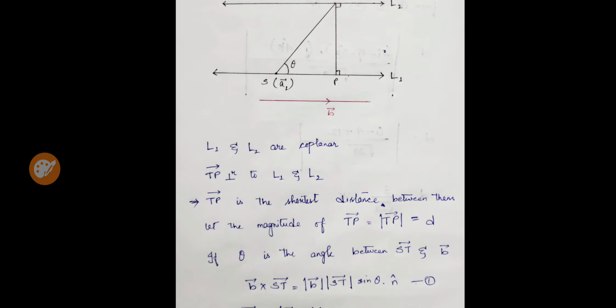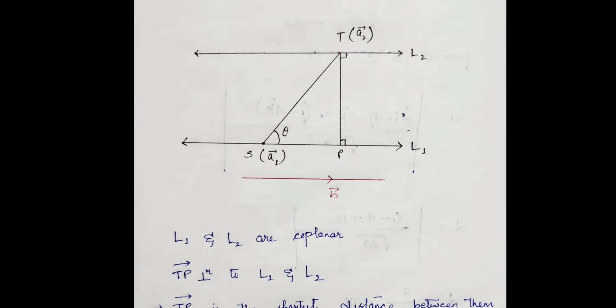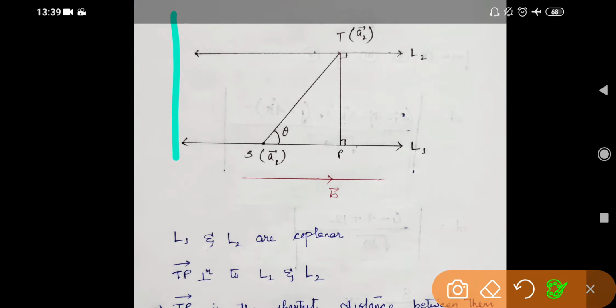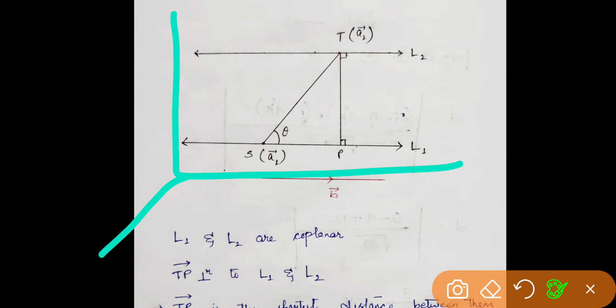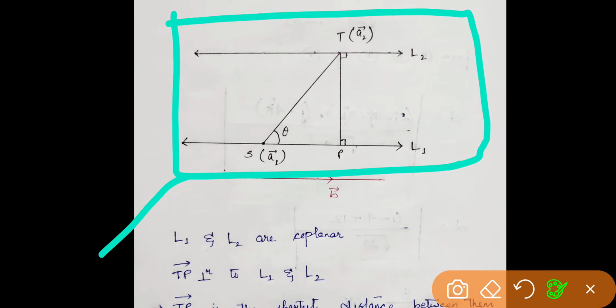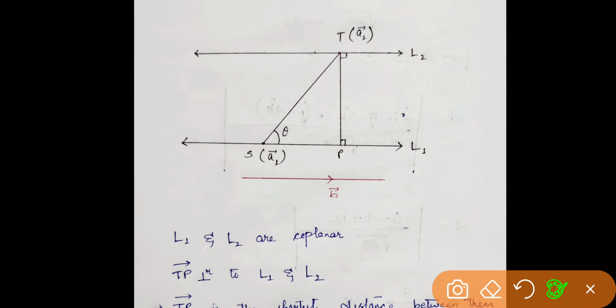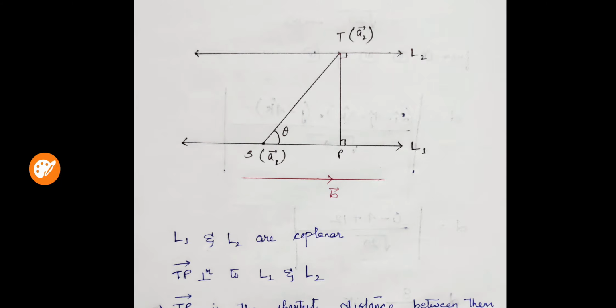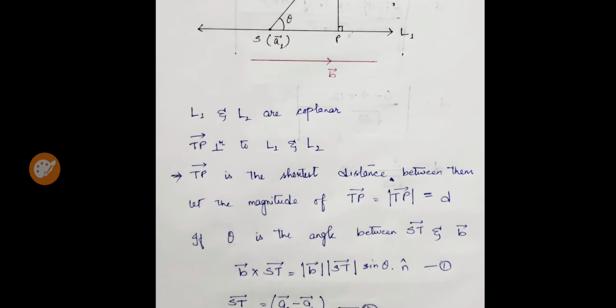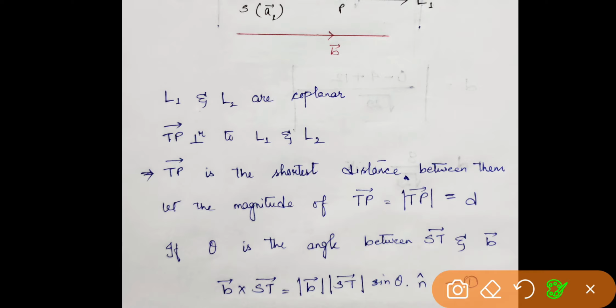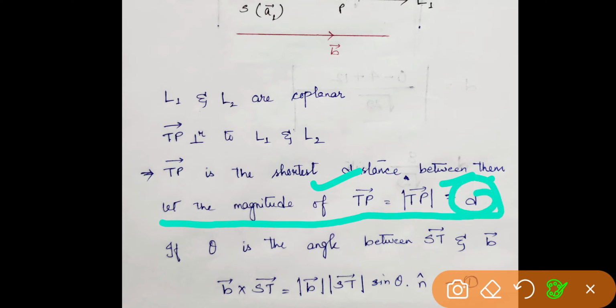Now as I said, L1 and L2 will be coplanar. This is my x y z axis, and they are lying on this plane, right? So that's why we are calling it coplanar. The TP is perpendicular to L1 and L2. This we all agree from the last also, and now also you understand. Now see, TP is the shortest distance. If it is perpendicular, TP is the shortest distance between them. So let the magnitude of TP be D. Like last time we took PQ as D.